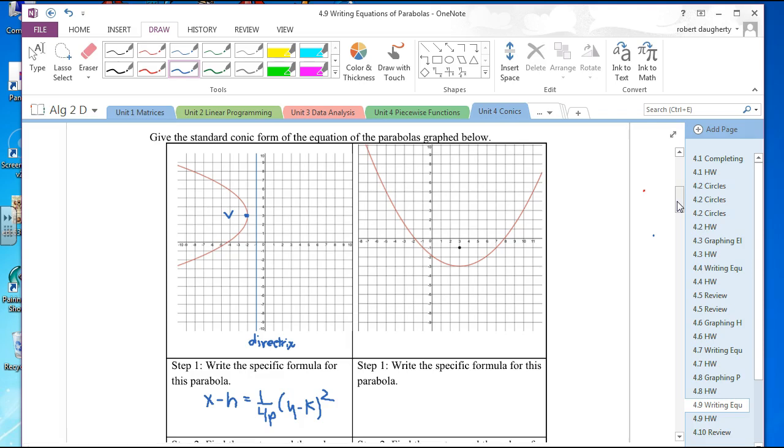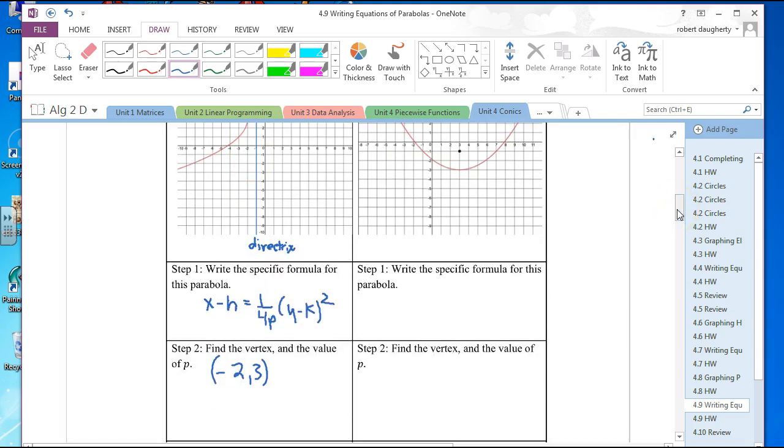How do I know it's -1? p is the distance from where to where? Vertex to the focus and vertex to the directrix. So if I get either one of those, I'm good. I know that p is negative. This distance right here is 1. Since this parabola opens to the left, p is negative. So I know p is equal to -1.